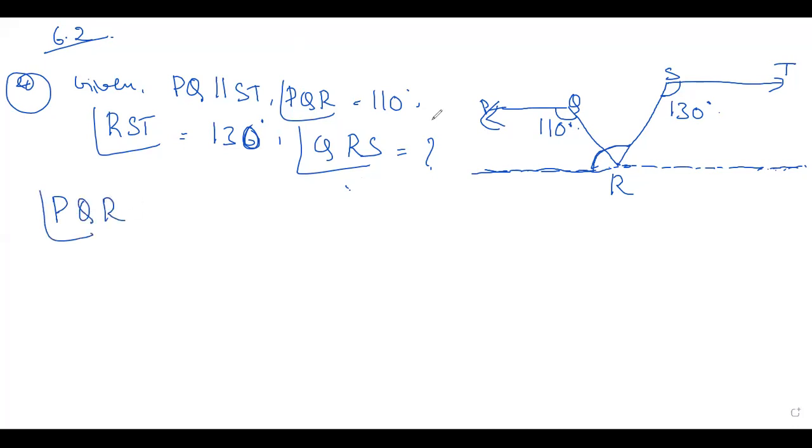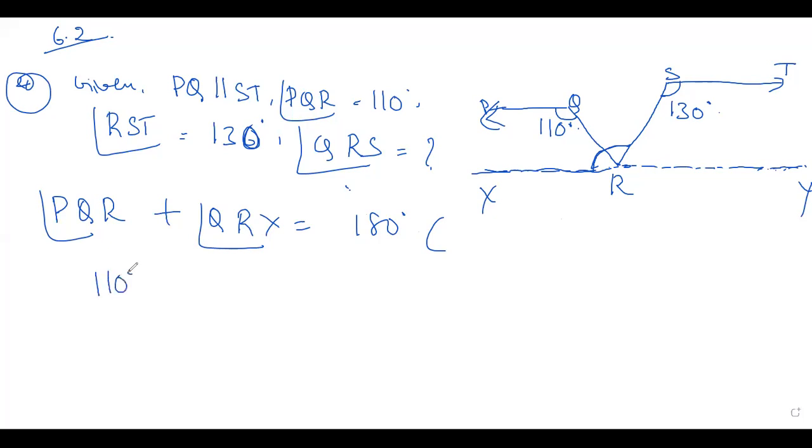PQR plus QRX is equal to 180 degree. So you write the reason, children. Co-interior angles on the same side of the transversal sum to 180 degree.